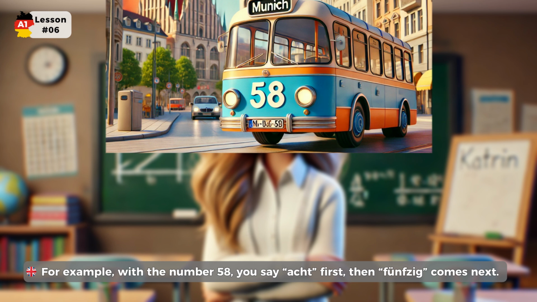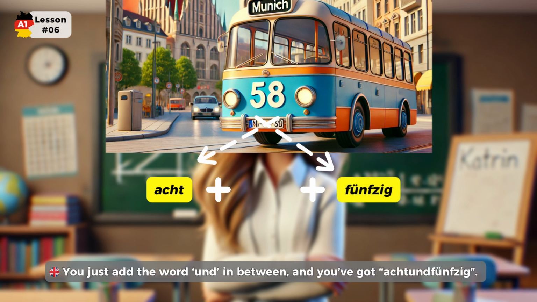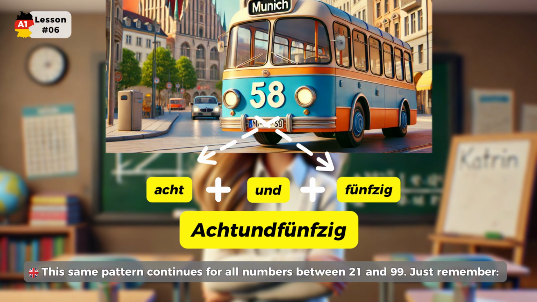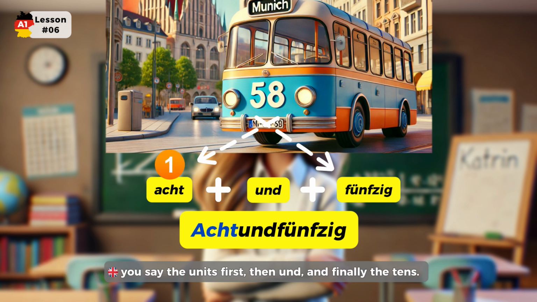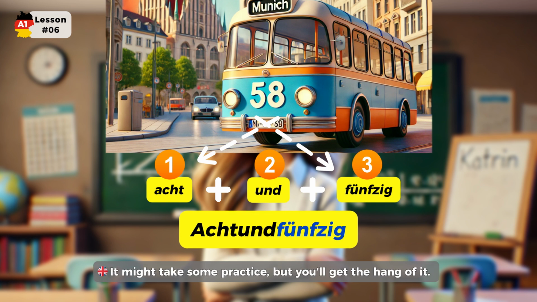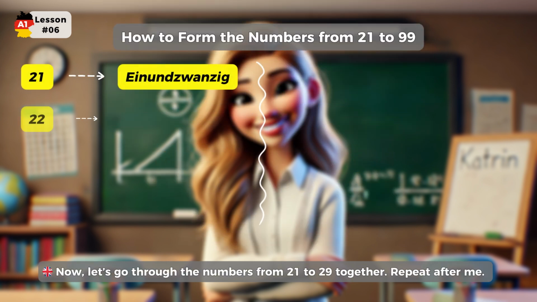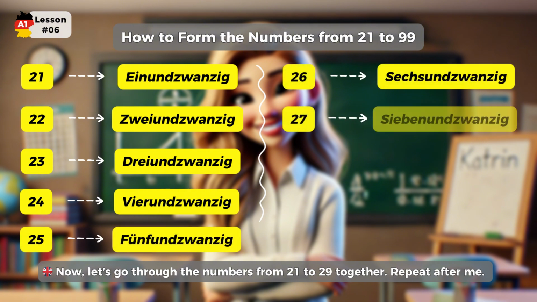For example, with the number 58, you say acht first, then 50 comes next. You just add the word und in between, and you've got 58. This same pattern continues for all numbers between 21 and 99. Just remember, you say the units first, then und, and finally the tens. It might take some practice, but you'll get the hang of it. Now, let's go through the numbers from 21 to 29 together. Repeat after me.